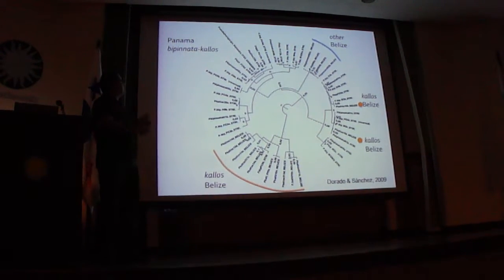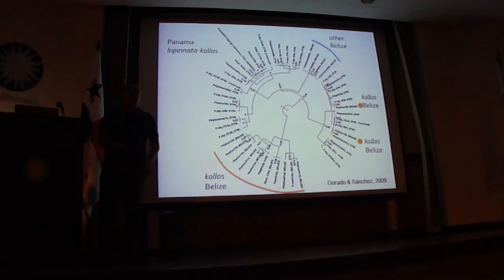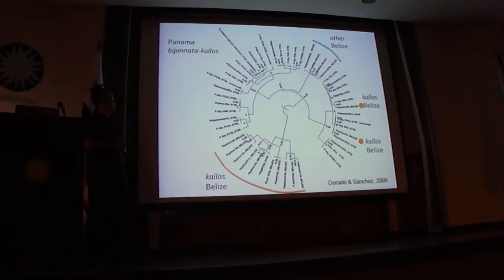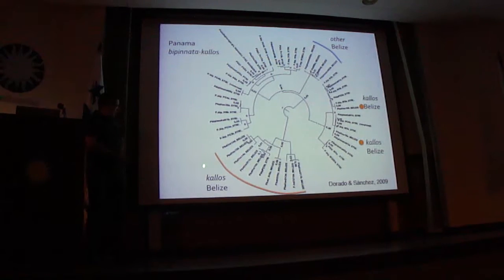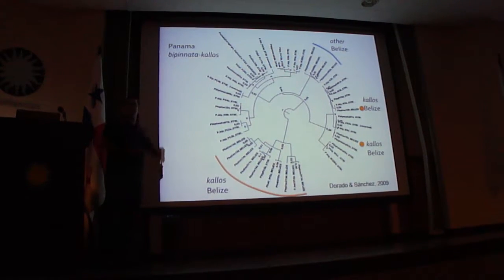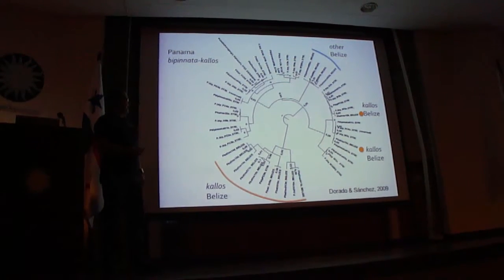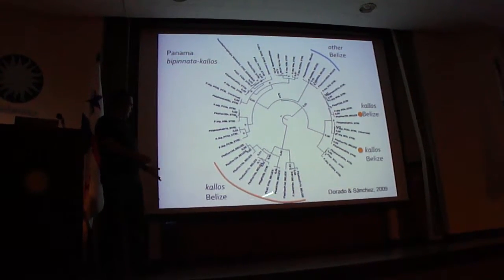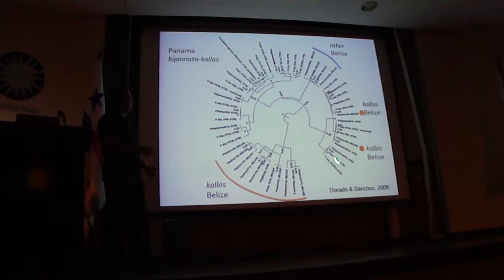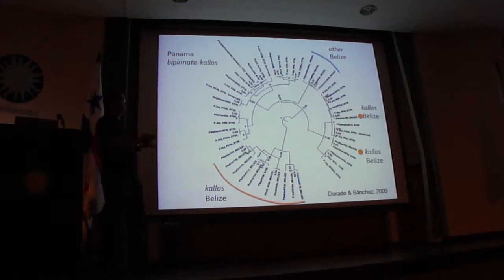Well, more recently, we found some additional compelling evidence. These are sequences of ITS from bipinnata and Kalos from Panama and Belize. And it turns out that the Kalos from Belize is the only well-supported clade in the whole thing. The rest is pretty much the same. So what's going on with Kalos in Belize, and why is the Kalos from Panama not separate?